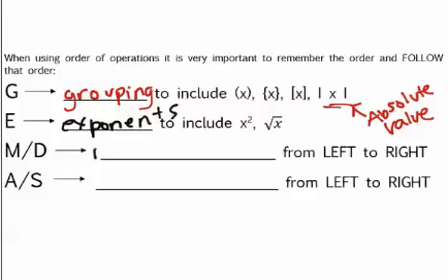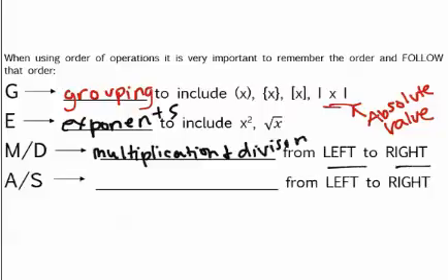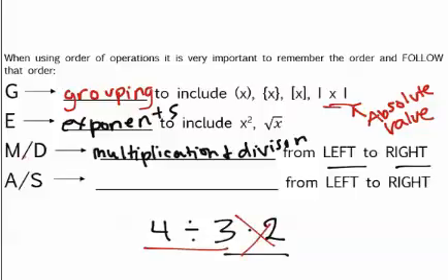Next would be multiplication and division. This is the one I want to stress to us, that we are doing it from left to right. So important to go from left to right. So if you saw like 4 divided by 3 times 2, a lot of people want to go, oh, there's the multiplication. Nope, we got to go from left to right, even though it's M/D, left to right. Okay, so multiplication comes second, division comes first there.